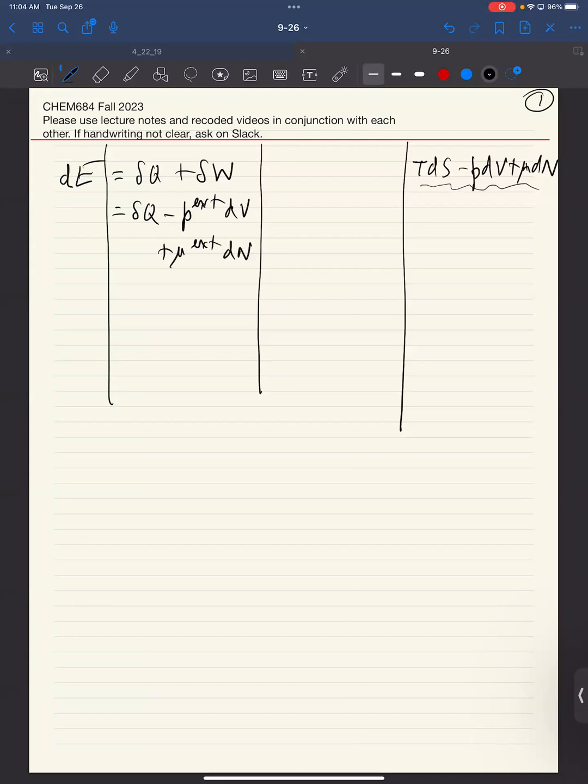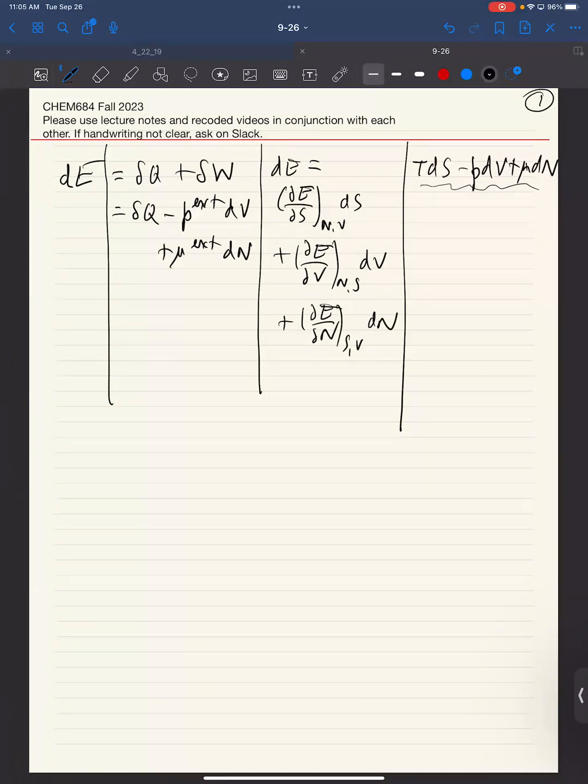The middle one I would say is dE equals partial E by partial S at constant N,V dS plus partial E by partial V at constant N,S dV plus partial E by partial N at constant S,V dN. Now you might say second and third are the same, but they are not really, right? We had to do something to go from second to the third, right?